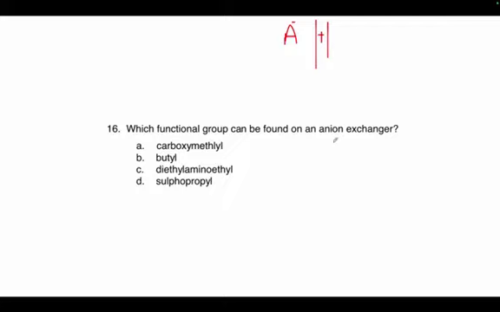So the group which is usually used as an anion exchanger is diethylaminoethyl. Okay, you may know it as DEAE. So very common anion exchanger. DEAE is just the short form of this. You can see in this aminoethyl, right? So this is the group that is going to carry the positive charge, where our anions are going to bind.